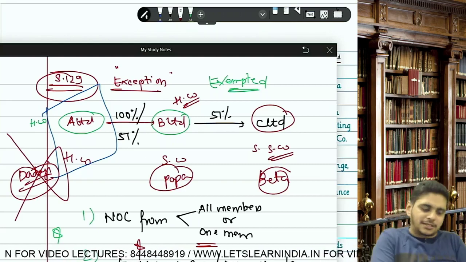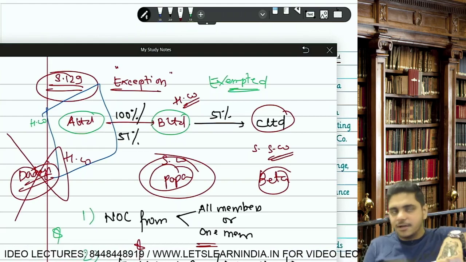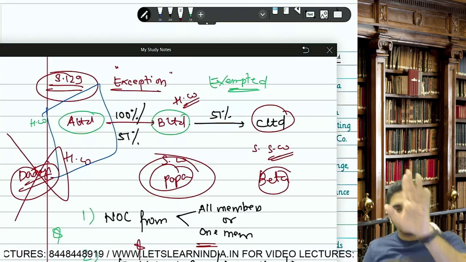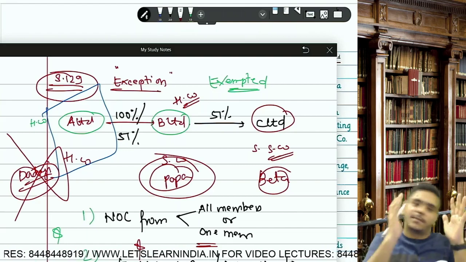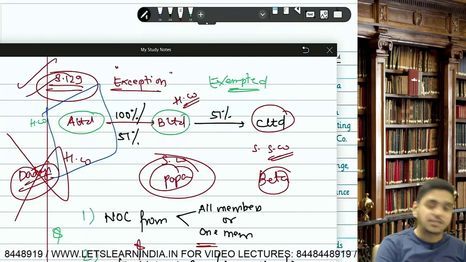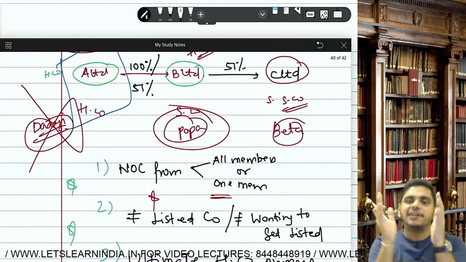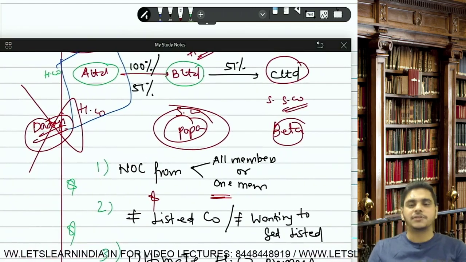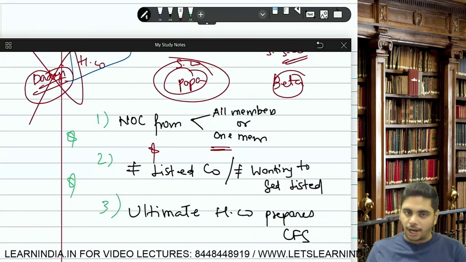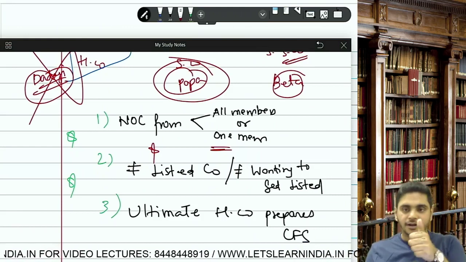So ultimately who will prepare? Then Papa has to prepare. If Papa wants the exemption, A Limited should be a company in India. So if the ultimate holding company prepares CFS, then Papa is exempt. If Dadaji prepares the CFS, then Papa is exempt. Understood? This exemption is given only as per section 129. It says if A is there, B is there, C is there, that means an intermediate subsidiary is there, you have to take NOC from all members or one member, and B Limited, you are not a listed company, not wanting to get listed, and the ultimate holding company, that means the Dadaji, prepares CFS. Dadaji prepares the CFS. Understood?